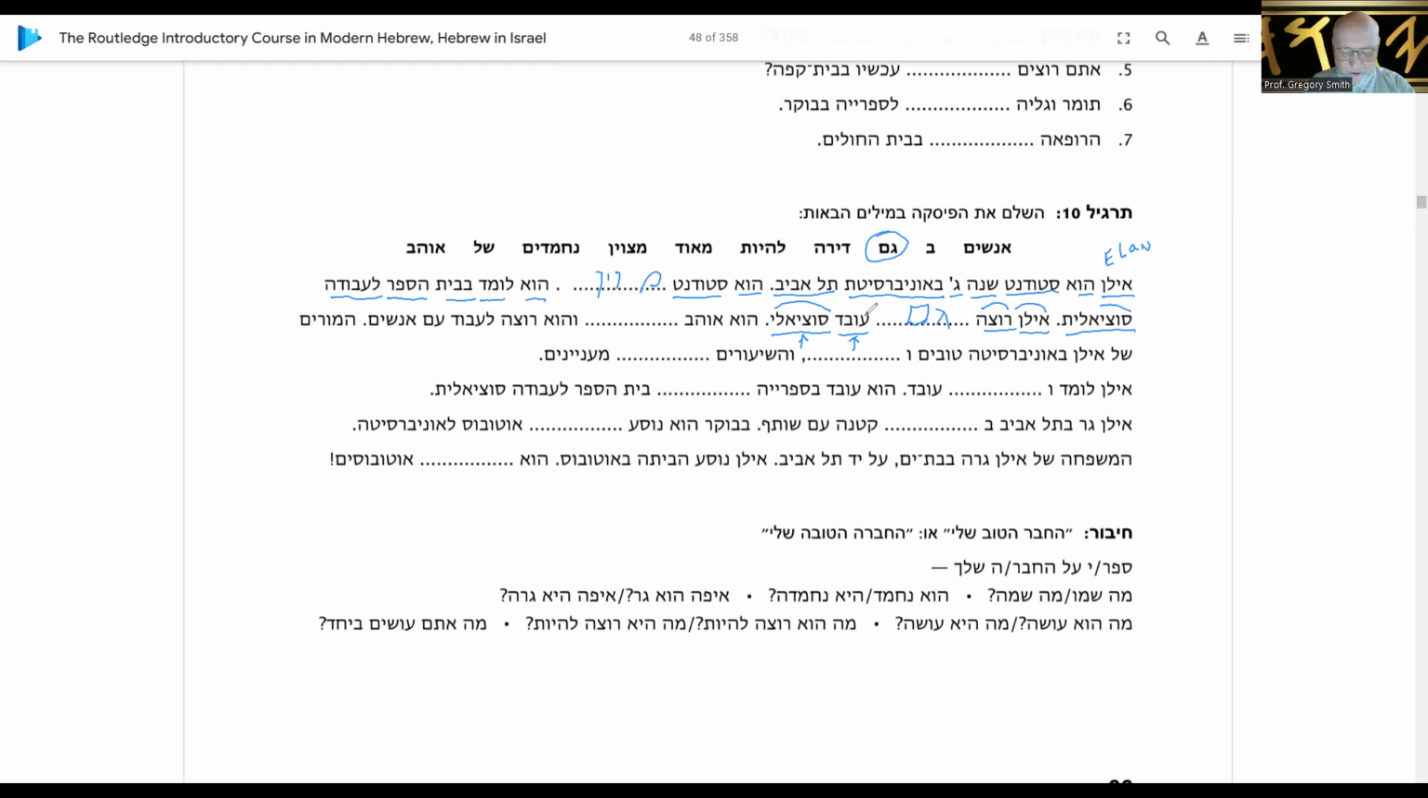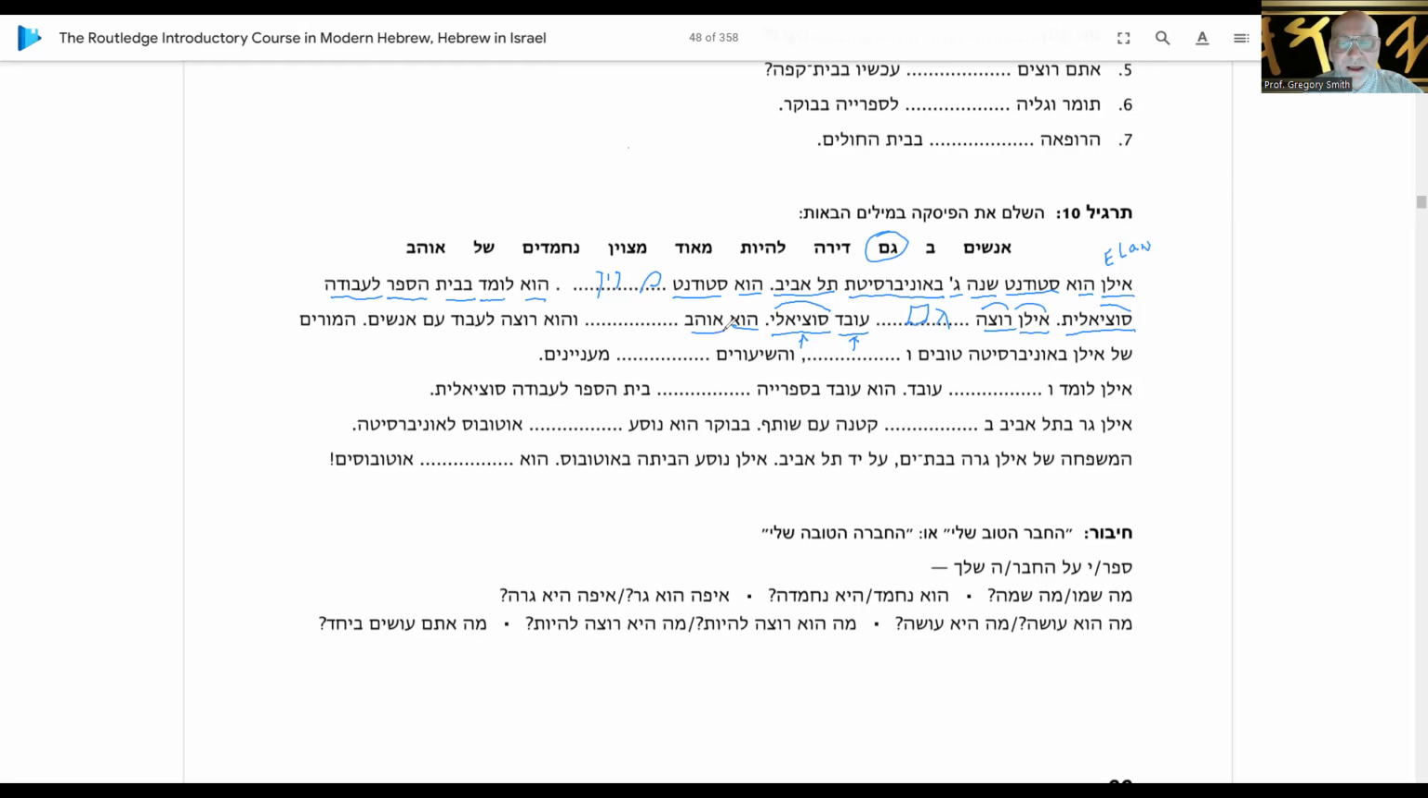And it's probably pronounced sotsiali. סוציאלי. It almost sounds Italian, doesn't it? Sotsiali. סוציאלי. Okay, so it is, but it is from the English word socially.